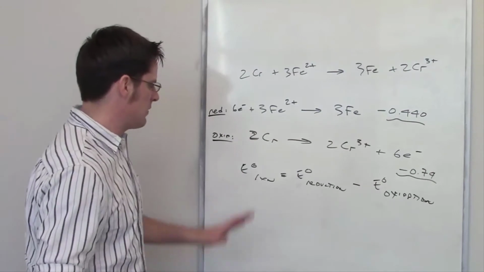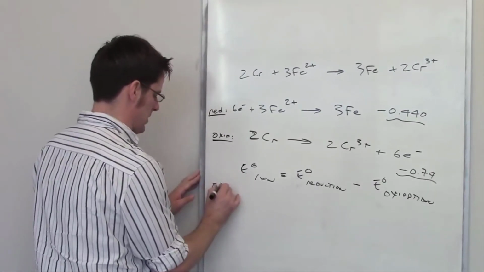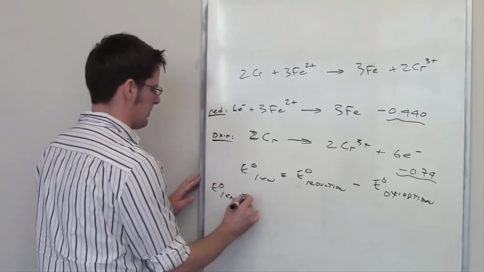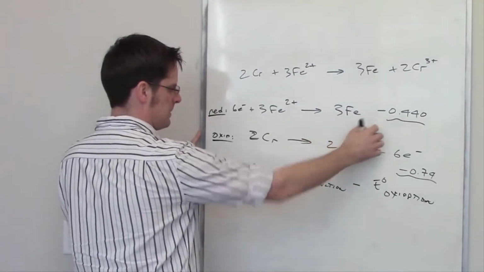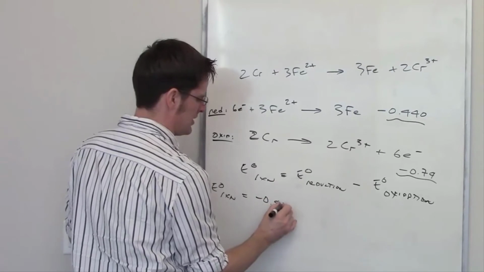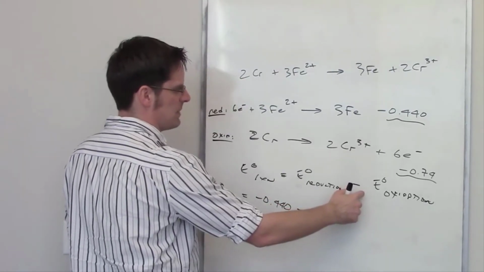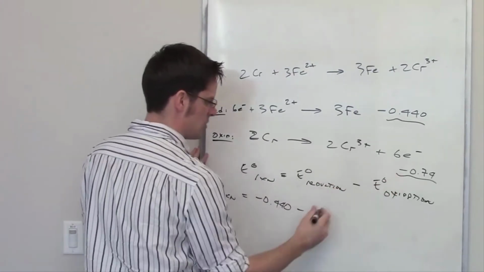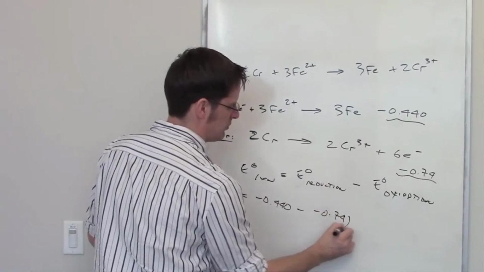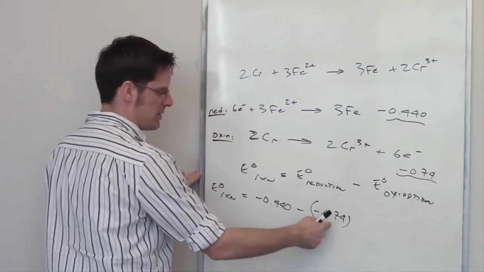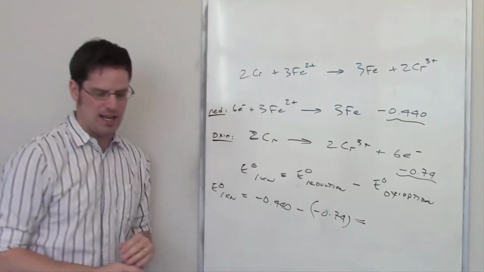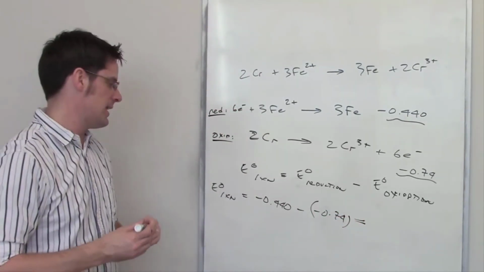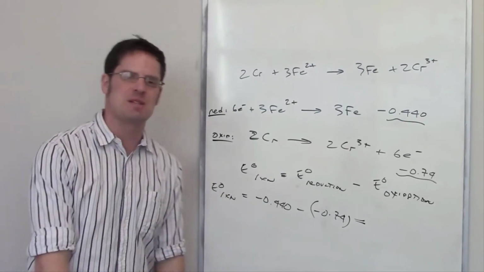So now let's see if we can find the overall electron potential here for the reaction. I have to take the number for the reduction. The reduction is the one up top. That's going to be negative 0.440. I have to subtract from it that for the oxidation. The oxidation is a negative 0.74. So I'm taking this and subtracting from it a negative number, which is the same thing as adding it. You do that in your calculator and get the final answer, and whatever that final answer is, well, it happens to be right.